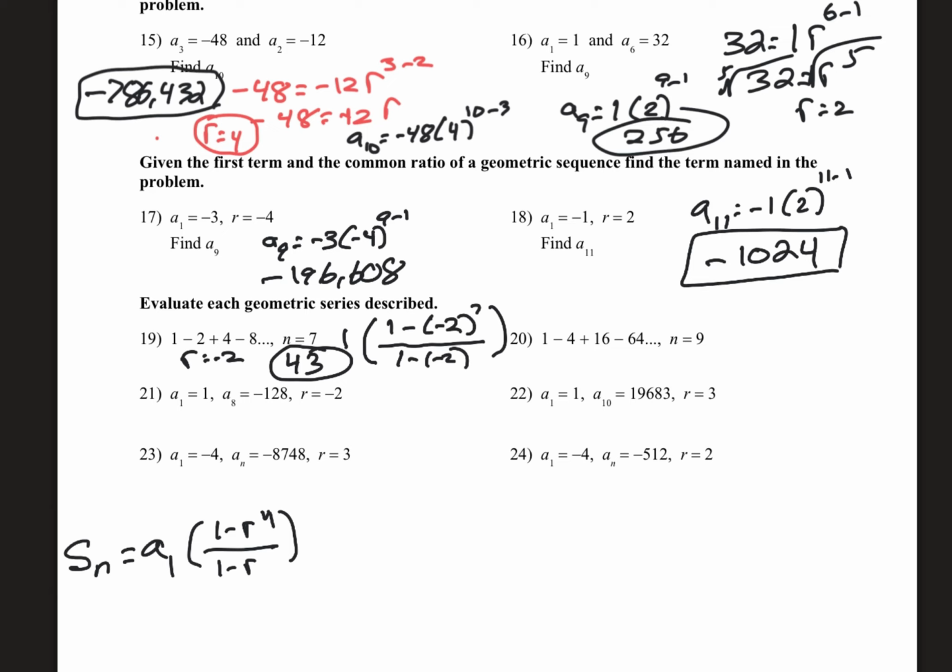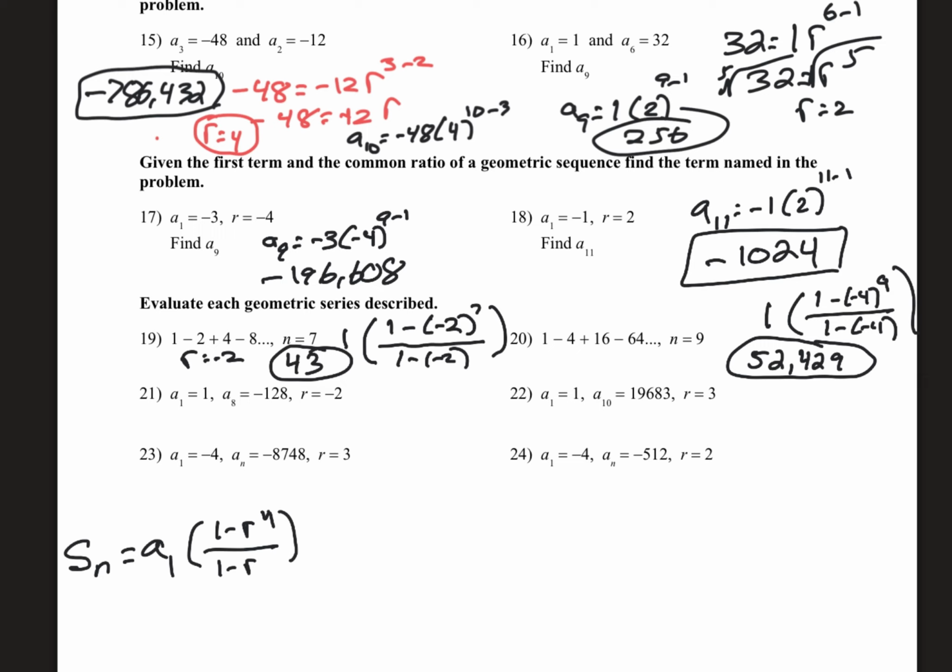So this would be, again, 1. The ratio looks like it's negative 4. So 1 minus negative 4 raised to the 9th, all divided by 1 minus negative 4. Calculate that all out, and you should get 52,429.